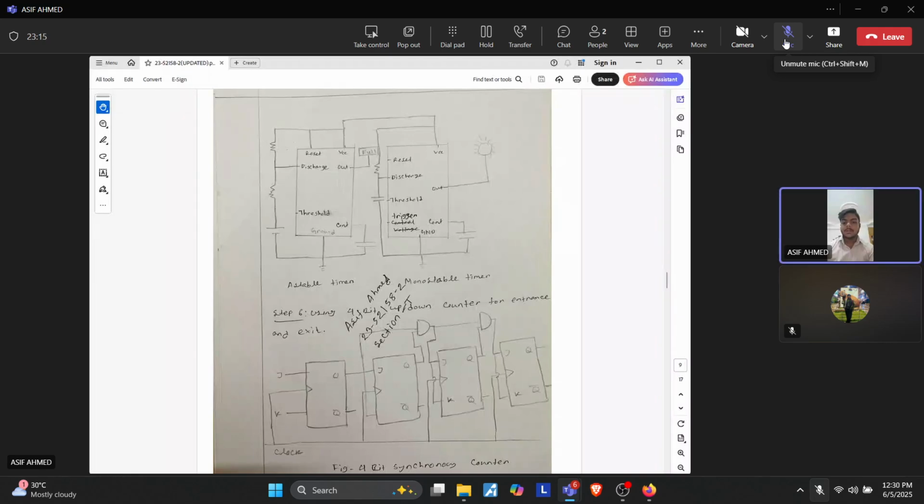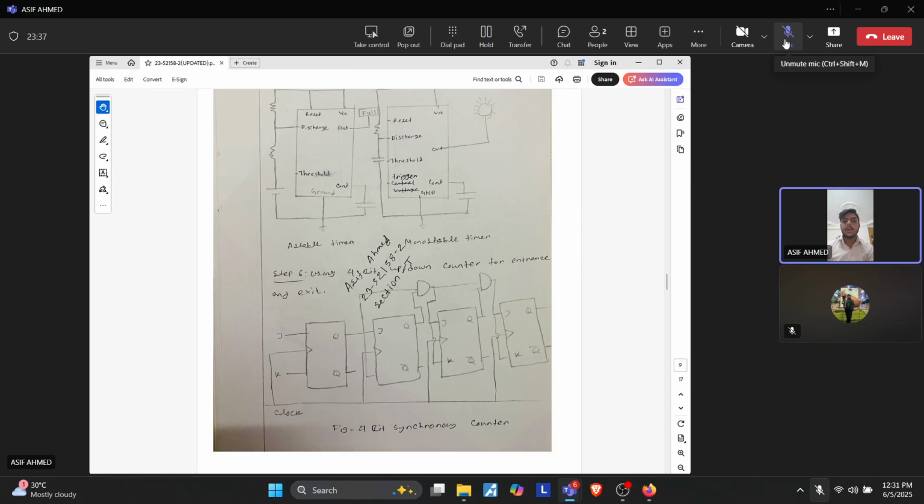Then we have used synchronous 4-bit D flip-flops. I have focused on designing the digital counter using D flip-flops for this system. A 4-bit counter is sufficient because we need to count up to 12, which is within the range of a 4-bit binary counter.